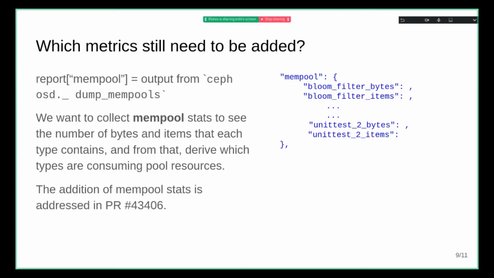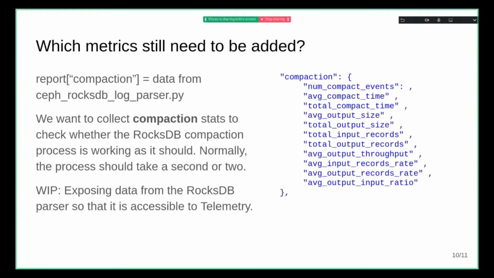Another metric we're interested in adding is RocksDB compaction. This data can be derived from the Ceph RocksDB parser that's currently out there. Mark Nelson is the author of that. We want to collect compaction stats to check whether the RocksDB compaction process is working as it should. Normally this process should take a second or two, but we might find by collecting these metrics that it's taking longer than expected. So that will help for troubleshooting or improving the compaction process.